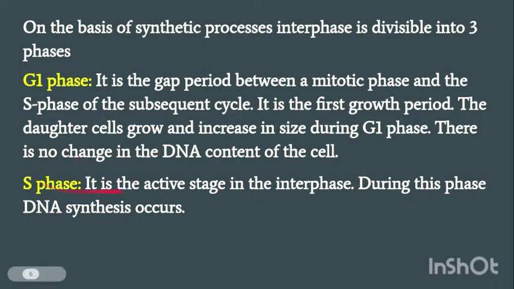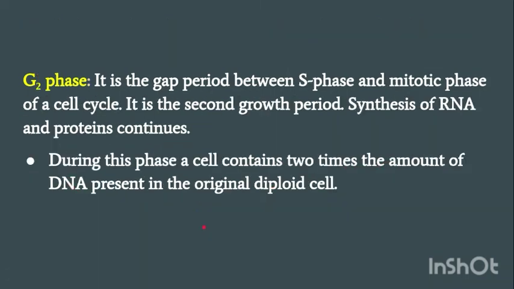Whereas S phase is the active stage in the interphase, and during this phase DNA synthesis occurs. G2 phase is the gap period between S phase and mitotic phase of a cell cycle. It is the second growth period. Synthesis of RNA and proteins continues. During this phase, a cell contains 2 times the amount of DNA present in the original diploid cell.